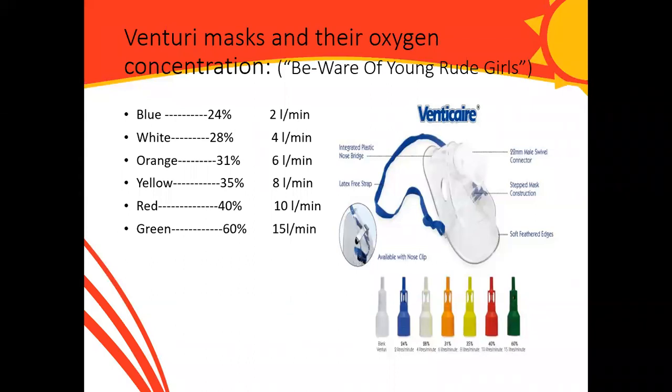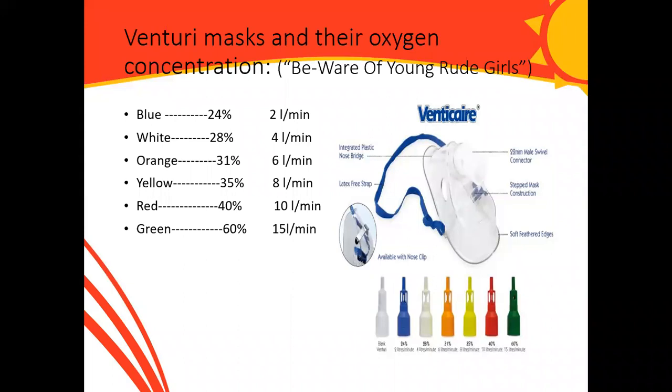All right, it comes in different colors, from blue. I remember those days we used to have these mnemonics, "beware of young wood girls," and the ladies used to say, "beware of young rich guys," whichever way. B is blue, which provides the least concentration of oxygen, gives you about 24%, and can accommodate only a flow rate of 2 liters per minute.